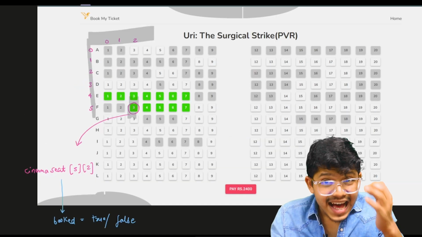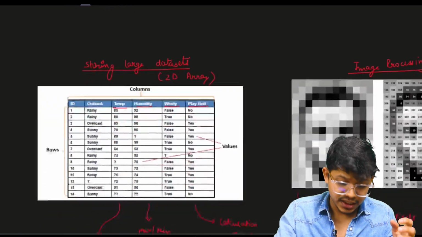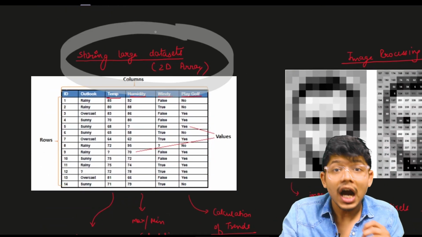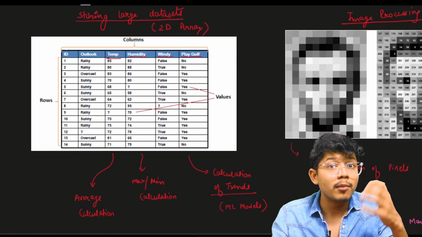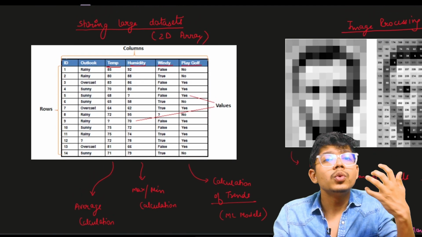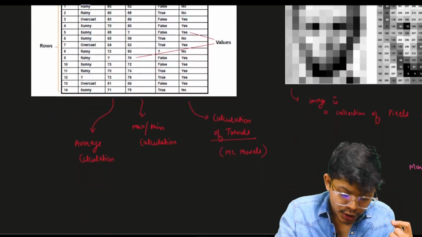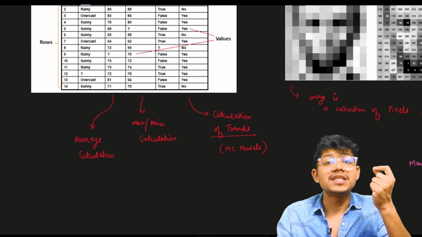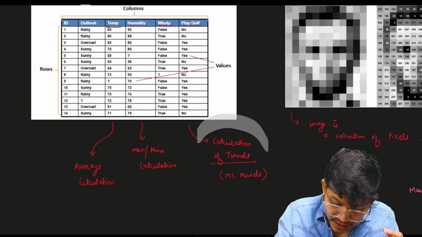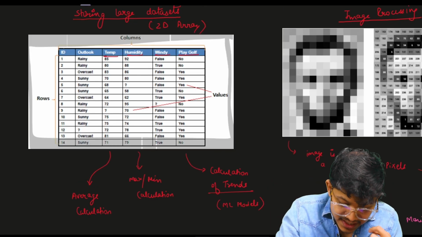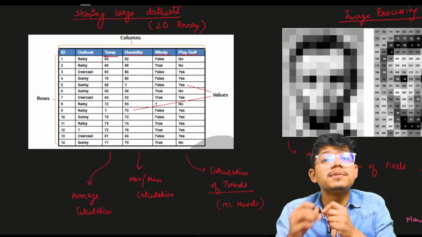Not only this, arrays have very wide applications. For example, storing large data sets. In machine learning models, you have to store the data in the form of tables. That is a 2D array itself. It helps us find the average of specific data, find the max and min of that data, and calculate trends on that data. This is helpful, and a 2D array helps us in that.